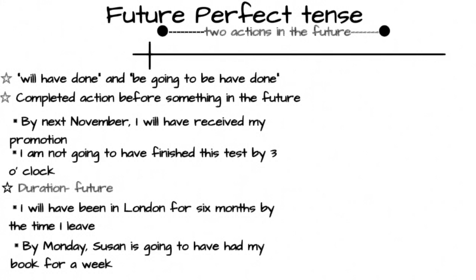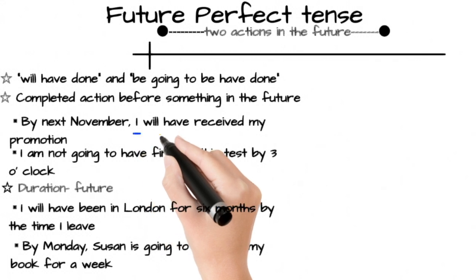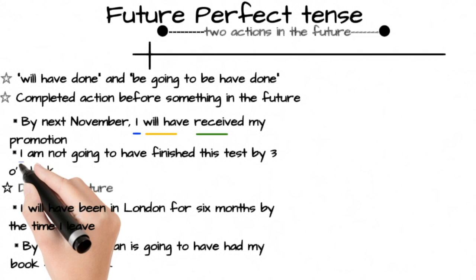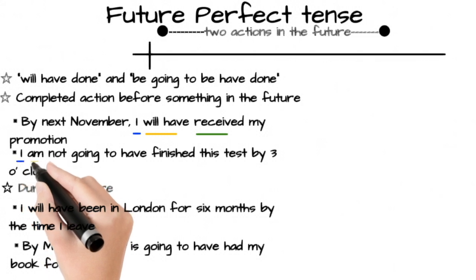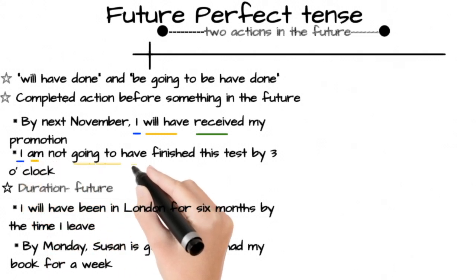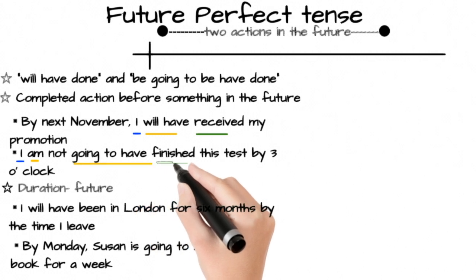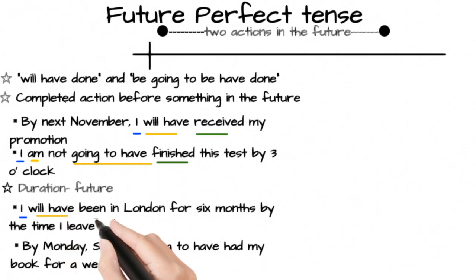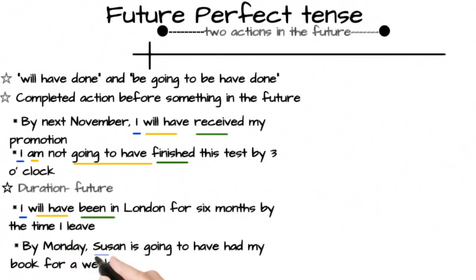The structure is subject plus will have plus past participle, or subject plus am, is, are plus going to plus past participle. Let's look at the structure in the mentioned example. I is a subject, will have is the helping verb, received is the action verb. I is a subject, am going to have is the helping verb, finished is the action verb. I is a subject, will have is the helping verb, been is the action verb. Susan is the subject, is going to have is an action verb.